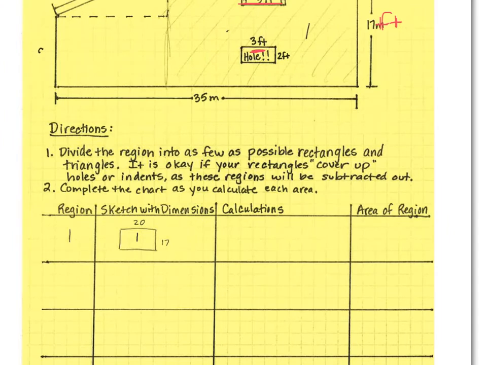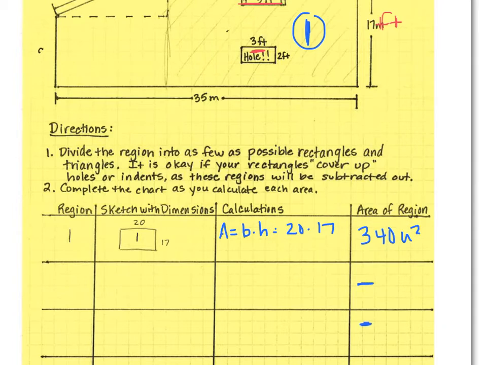I called it region 1 on the picture just because it's the first region I found. So since it's a rectangle, rectangles are base times height. So we have base is 20, height is 17 for an area of 340 units squared. Okay, but we've overcalculated the area. So I'm going to subtract out on the next two parts here the areas that we overcalculated.